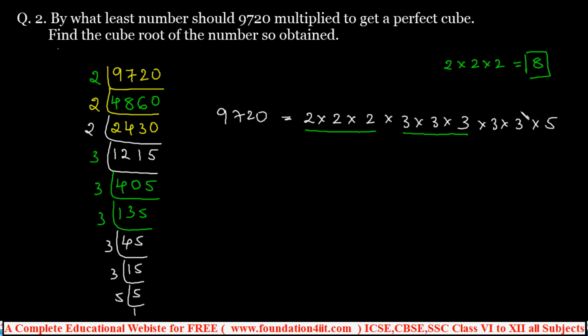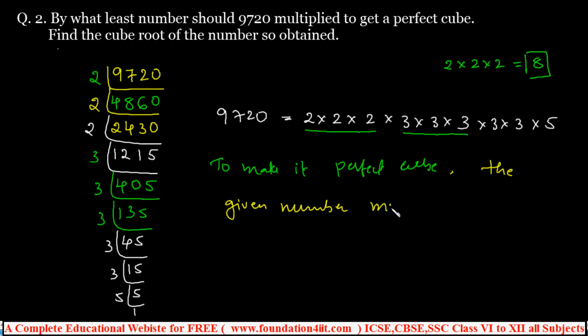That's why, because of how much is less. So for this only 2 3s are there. Every number must be in a set of 3, to make it a perfect cube. That's why, to make it a perfect cube, if you observe, the given number must be multiplied. Which number? There is 9720, the given number. It must be multiplied. To understand, I am writing this clearly.